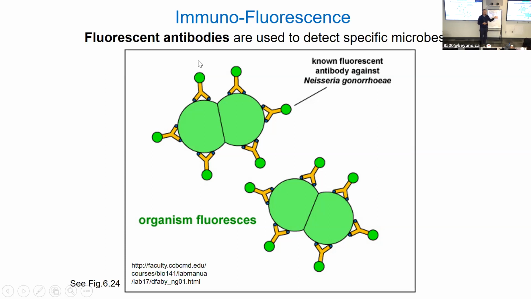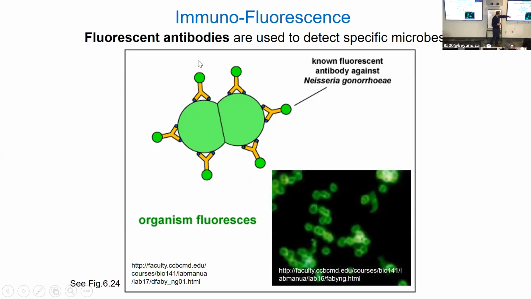Actually, not that long ago, I was using some radioactivity, but we don't want to use radioactivity because it's radioactive and has a whole bunch of other issues. But fluorescence, it glows, and this is kind of awesome. There's a picture of somebody actually detecting gonorrhea there from that source.